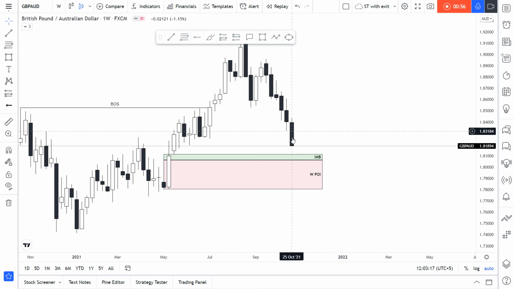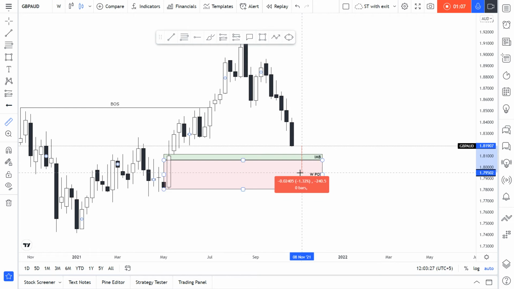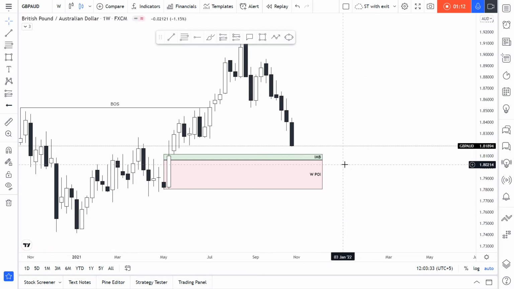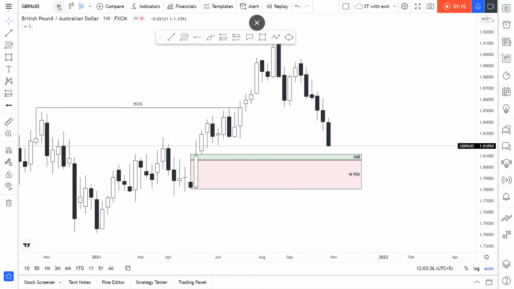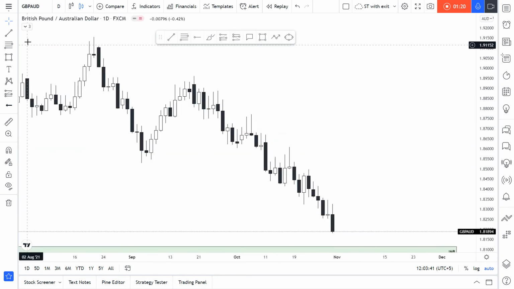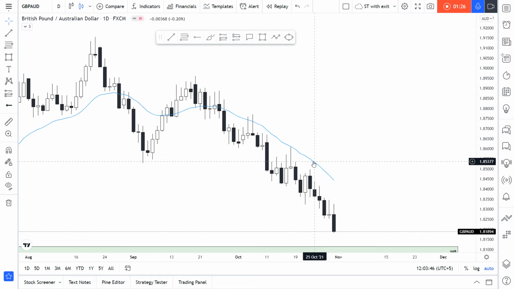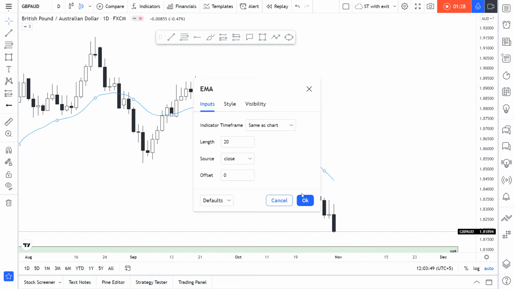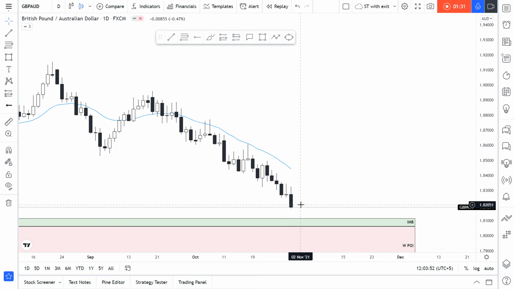bearish candle. So following the weekly order flow, we can go to the downside to those lows. It's around 300 to 400 pips to the downside. Going to the daily time frame, we're just trending down, respecting the 20 EMA. In my opinion, first we're going to touch this level and then we're going to bounce.